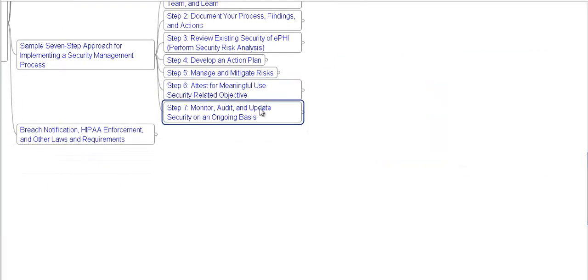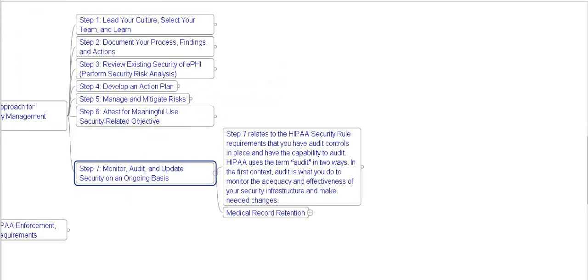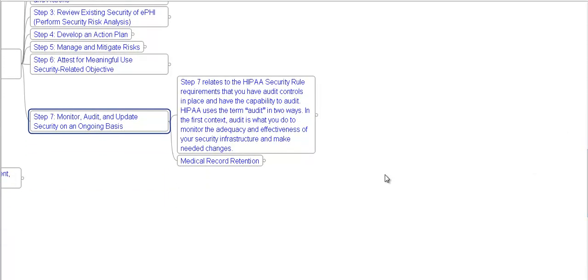Now let's see step 7. Monitor, audit, and update security on an ongoing basis. Step 7 relates to the HIPAA security rule requirement that you have audit controls in place and you have the capability to audit. HIPAA uses the term audit in two ways. In the first context, audit is what you do to monitor the adequacy and efficiency of your security infrastructure and make needed changes.